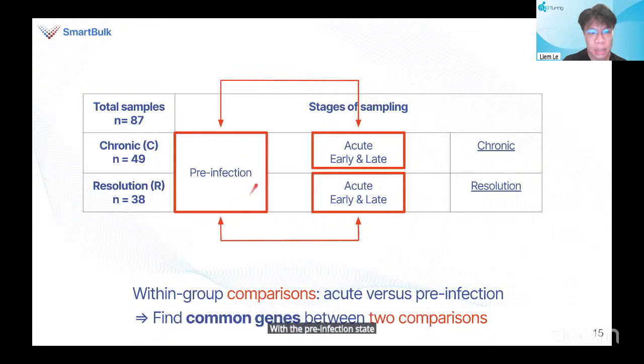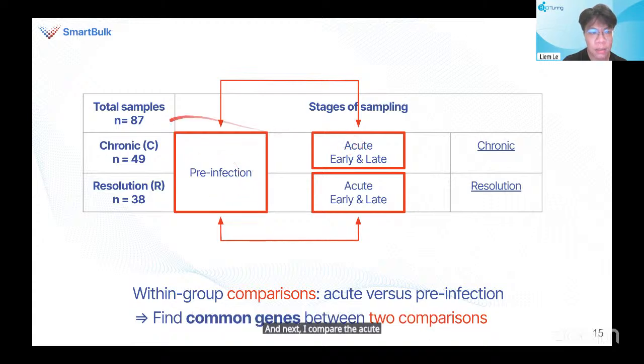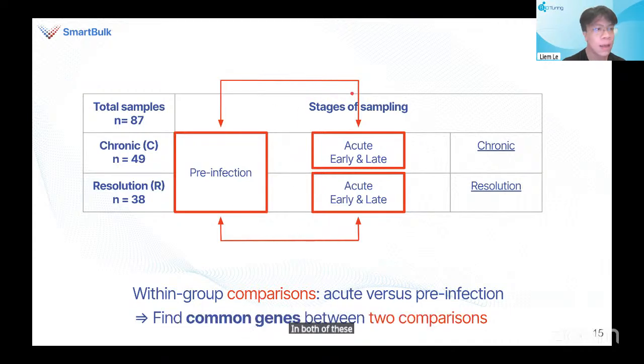So the first thing I did was to group all pre-infection samples as one. And next, I compared the acute phase in the chronic patients versus that pre-infection, as well as the acute phase of the resolution people, still with the pre-infection stage. Because we did two comparisons with the same control group of pre-infection, we may want to find the common genes, or genes that are together up or down regulated in both of these comparisons, right? So SmartBot also allows this.